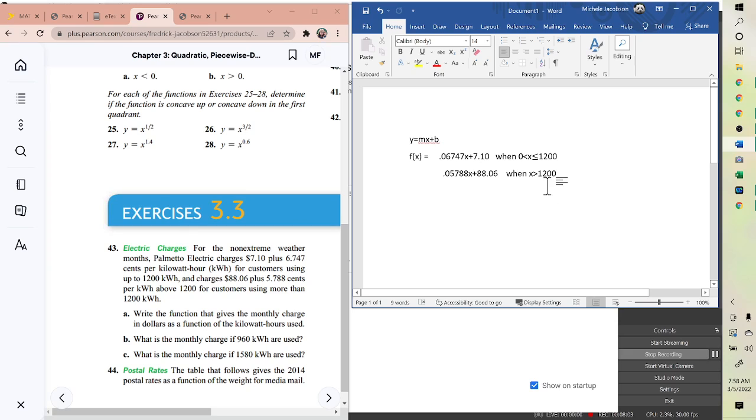1580 is greater. Since it's greater than 1200, we would use this equation, and in place of the x, plug the 1580 in.